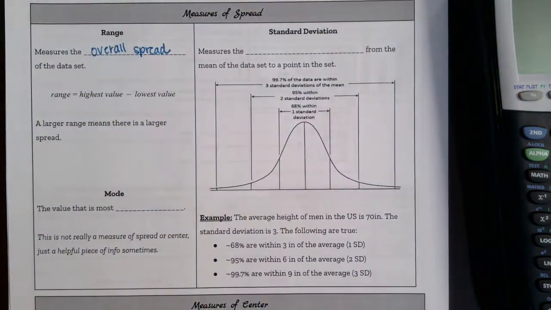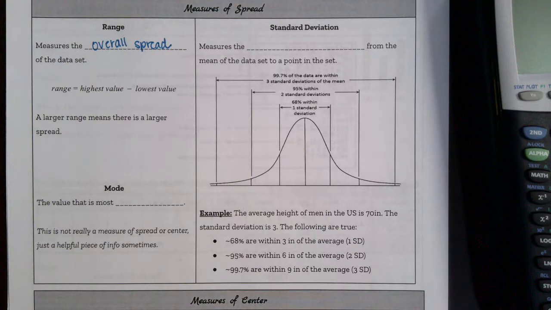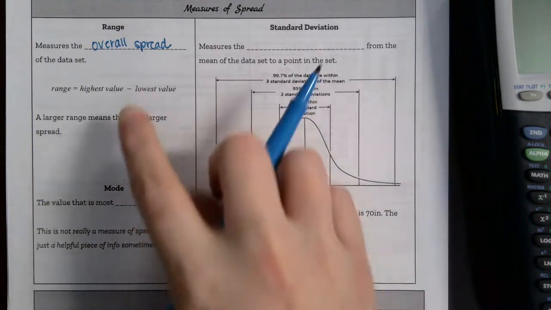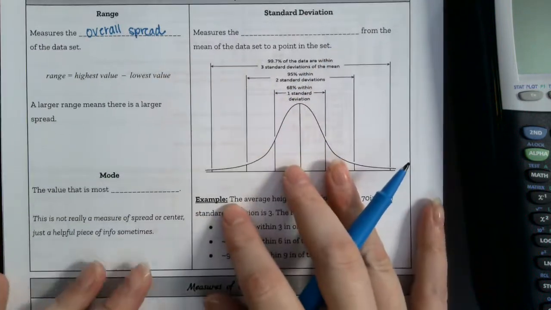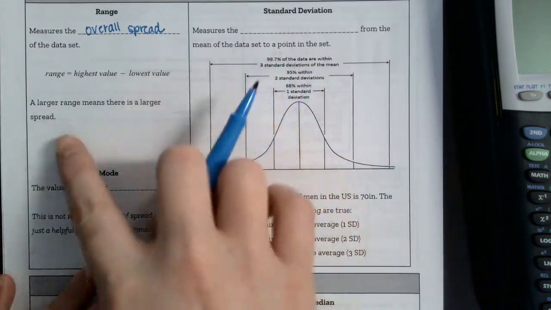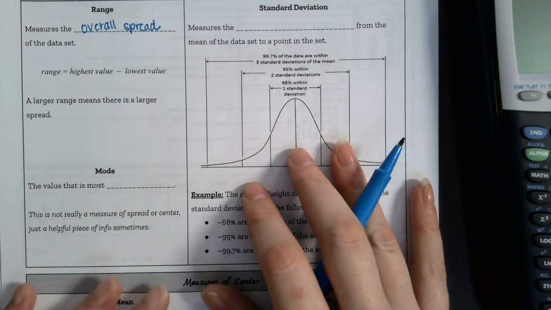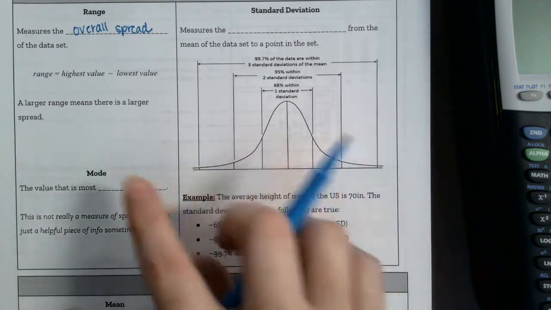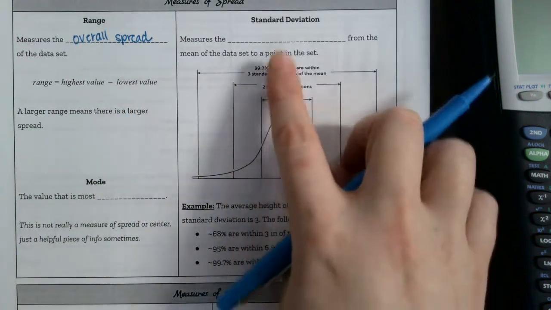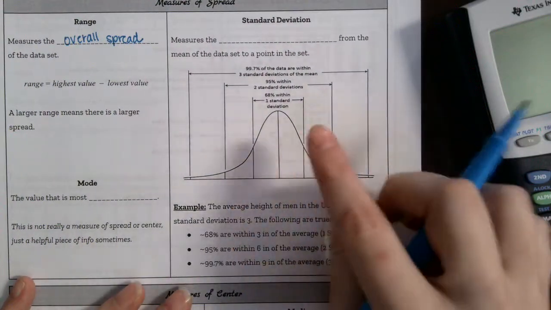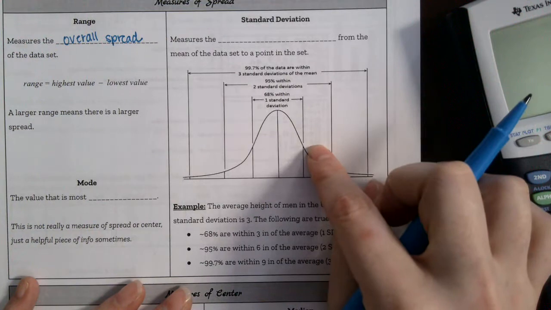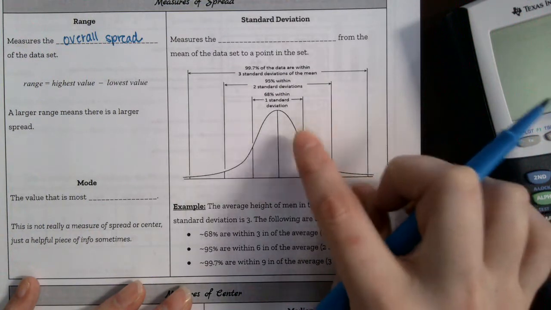of the data set. And so to calculate that, you simply take your highest value and you subtract your lowest value. If there's a bigger range, it means there's a bigger spread. The other measure of spread is the standard deviation, which may be new to you this year, but it's really, really important. And so we're going to practice the standard deviation quite a bit.